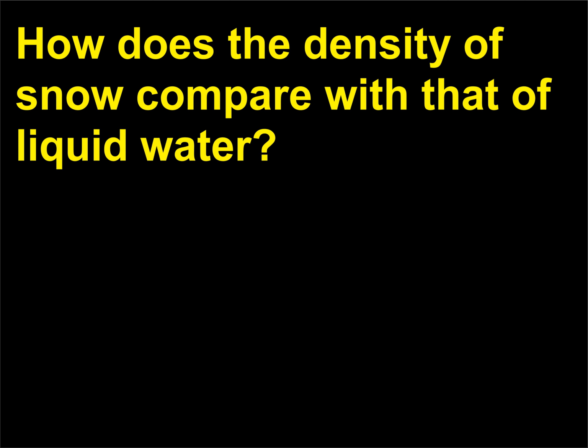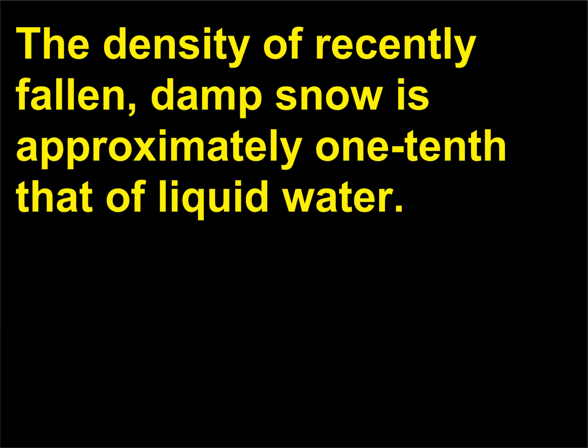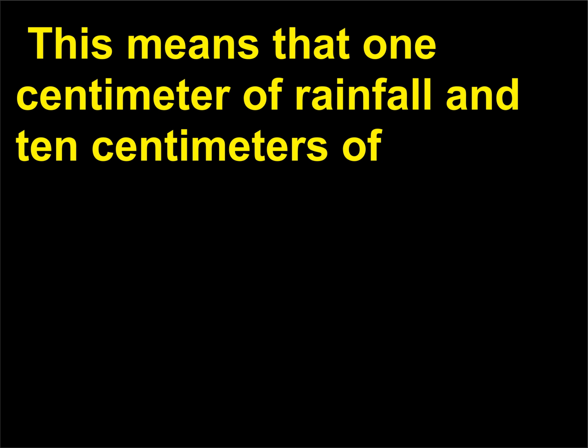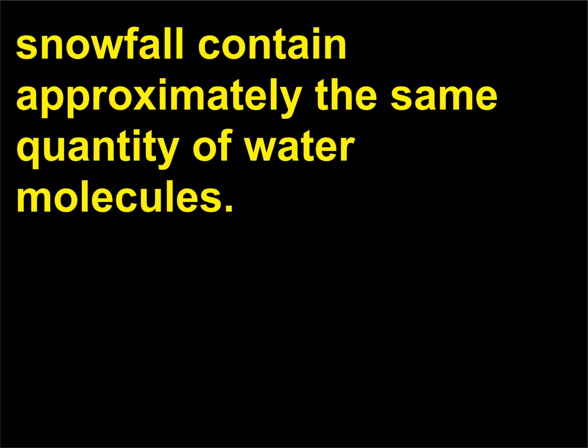How does the density of snow compare with that of liquid water? The density of recently fallen, damp snow is approximately 1/10 that of liquid water. This means that 1 cm of rainfall and 10 cm of snowfall contain approximately the same quantity of water molecules.